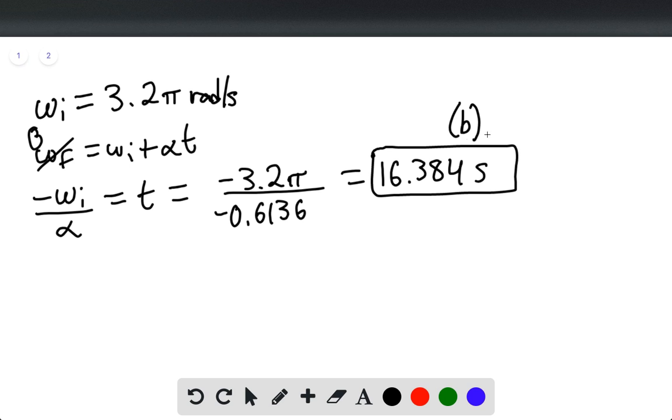This is how long it takes for the pottery wheel to cease motion, given that we have a torque applied by the potter himself. And that's the end of the solution.